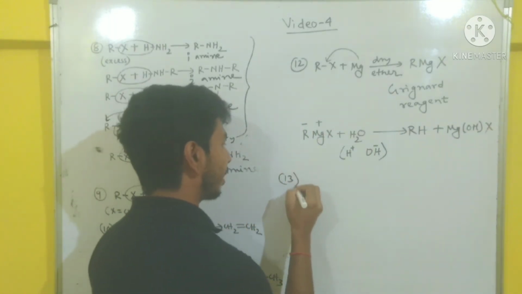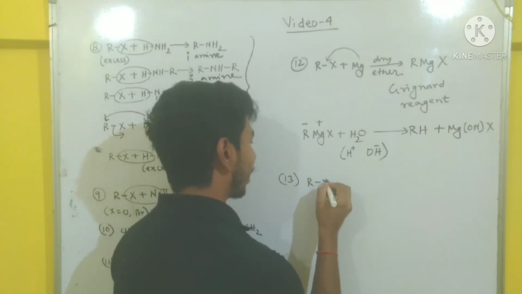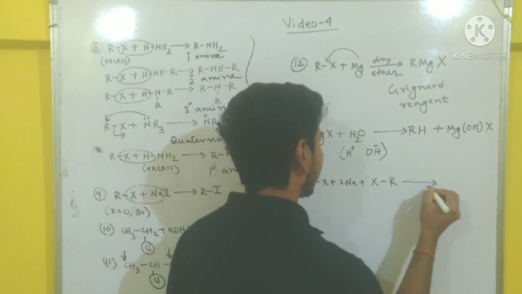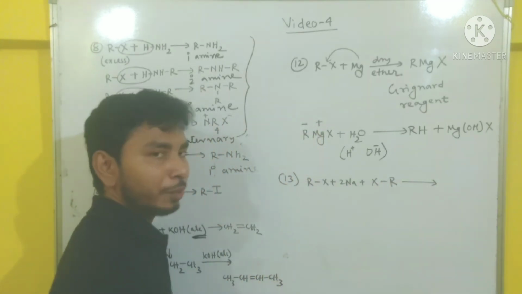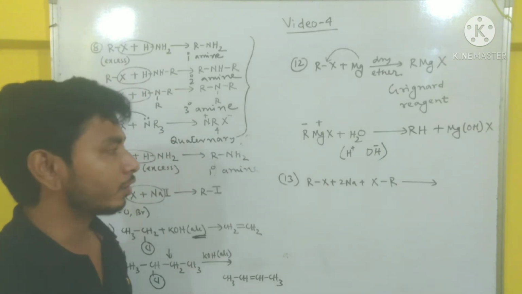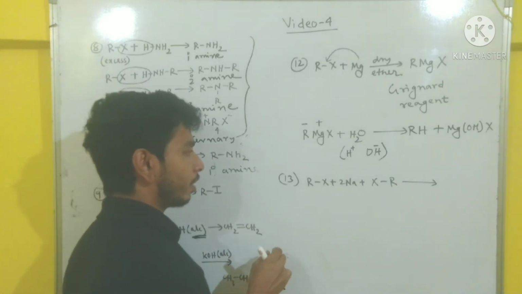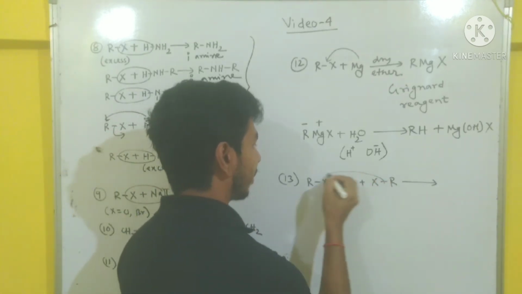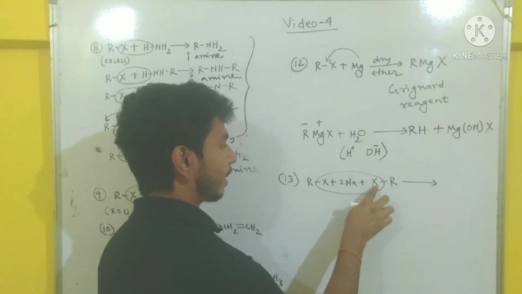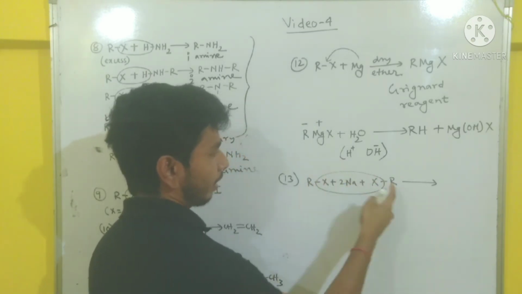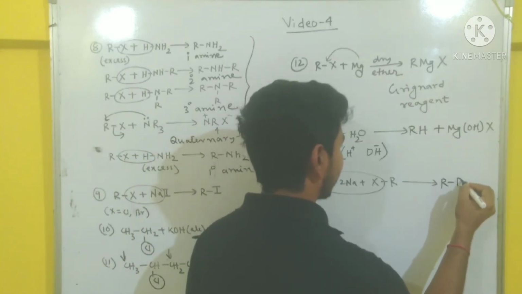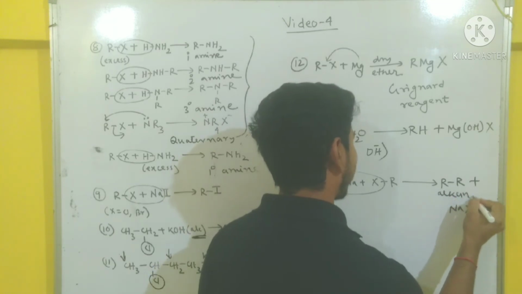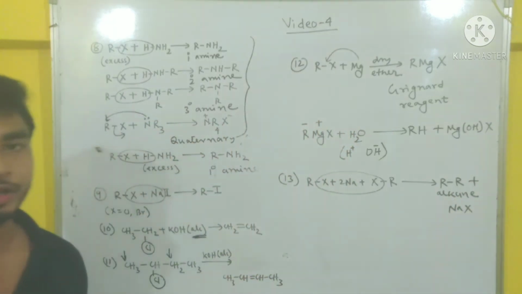Next, reaction with sodium. RX plus 2Na plus RX. With sodium, 2 equivalents are necessary because it is the Wurtz reaction. In Wurtz reaction, we have to use 2 equivalents of sodium and 2 equivalents of alkyl halide. So R, twice Na, twice X is removed. So here the two alkyl groups get bonded, R-R, plus NaX. It is called alkane.